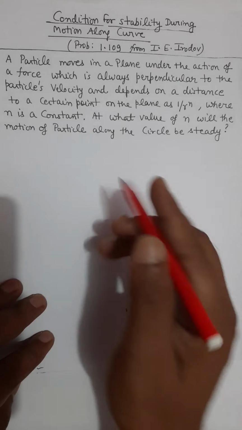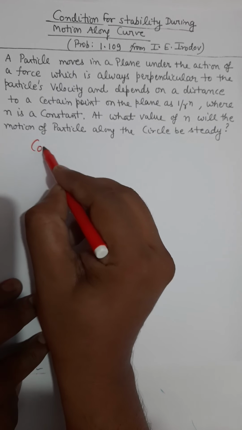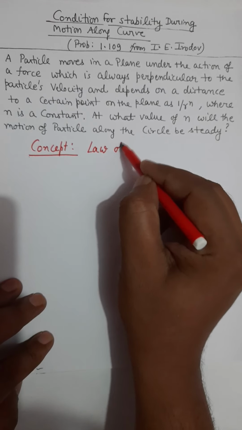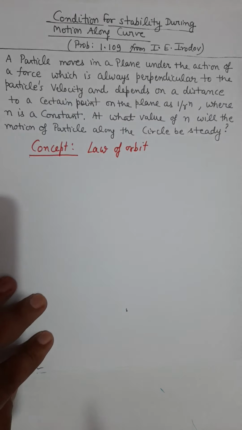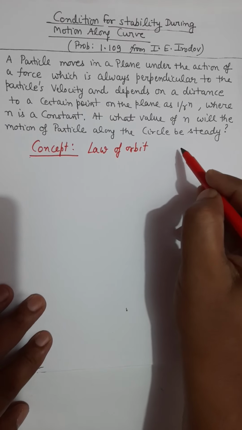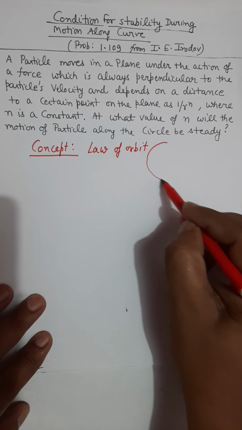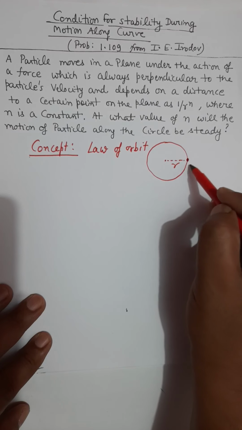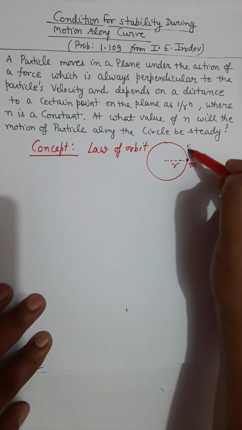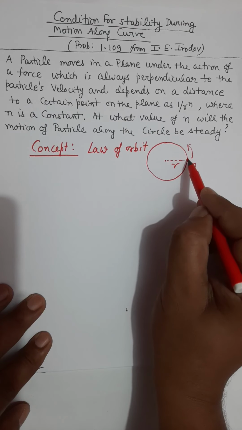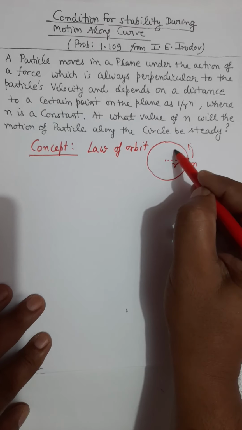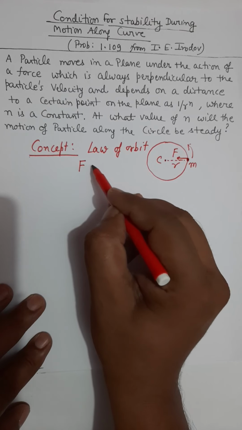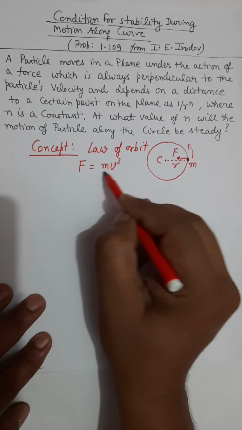So here in this question, the following concepts are involved. Concept 1, which is the law of orbit, which is the same as Newton's second law. It says that a particle can revolve in a circular orbit at a constant speed only when it has a force directed towards the center of the orbit, and the amount of that force should be equal to mv square over r.